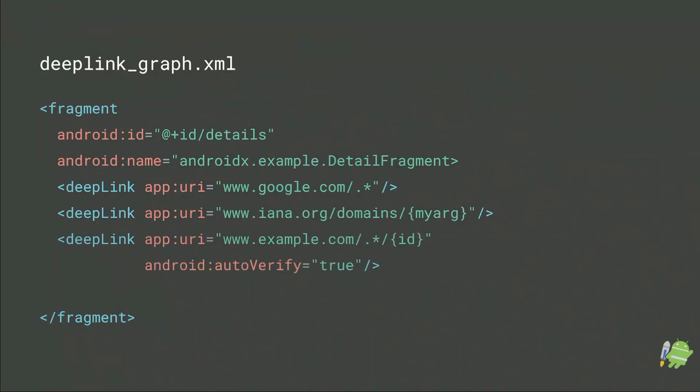Similarly, you can kind of combine the two. If you want to make more complicated patterns, totally can. We also have support for auto-verify if you're using app links to skip that disambiguation screen. We wanted to make sure that you could do the same kind of thing if you're using navigation as well.